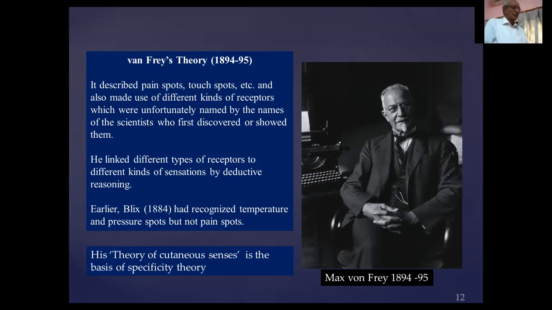So, one first theory is that different types of receptors are required for different kinds of sensations. What was the deductive reasoning? The fingers and the palm, there the touch sensation is predominant. And that's why, in this region, because the Meissner's corpuscles were in big number, he correlated that they were responsible for touch. And likewise he did for the other receptors.